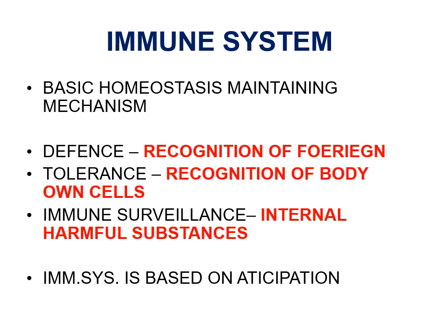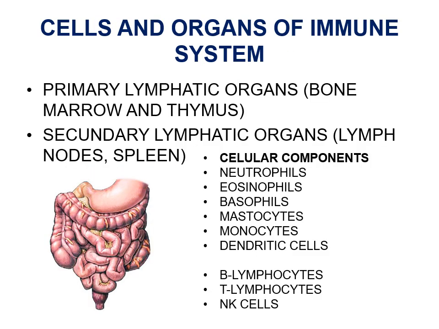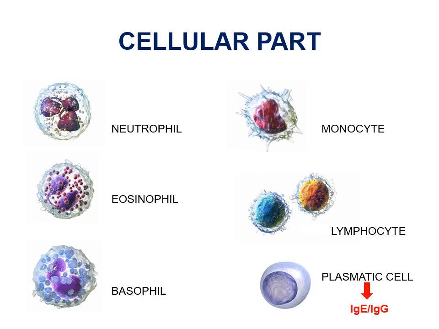The immune system is based on anticipation, which means it's standing there and waiting for something to happen. Cells and organs of the immune system: primary lymphatic organs like bone marrow and thymus, and secondary lymphatic organs like lymph nodes and spleen. The cellular components are neutrophils, eosinophils, basophils, mastocytes, monocytes, dendritic cells, B lymphocytes, T lymphocytes, and natural killer cells. Those are the cells and organs of the immune system.